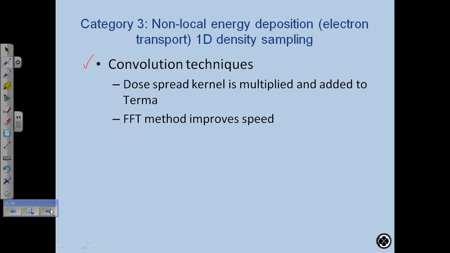This is what EXA uses, or one of the algorithms that it uses. It uses a dose spread kernel, and we'll talk about this next class. It's multiplied and added to the terma. Okay, and the kernel, just to give you an introduction to what this is, it's basically a matrix. It's a mathematical matrix, 3 by 3, 5 by 5, whatever. And it's a description of the probability that a photon is going to scatter in a particular direction.